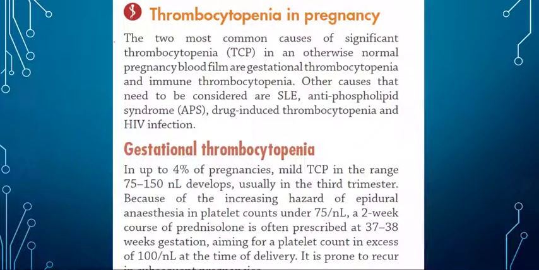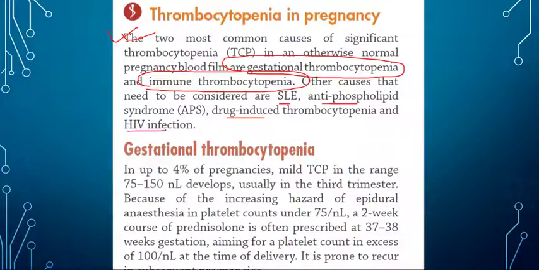Then there is thrombocytopenia. The two most common causes of thrombocytopenia in pregnancy are either gestational thrombocytopenia or immune thrombocytopenia. And there are also some other causes which can cause low platelets in pregnancy, like SLE, antiphospholipid antibody syndrome, drug-induced, or HIV. Now, gestational thrombocytopenia is common, and it mainly happens in the third trimester.